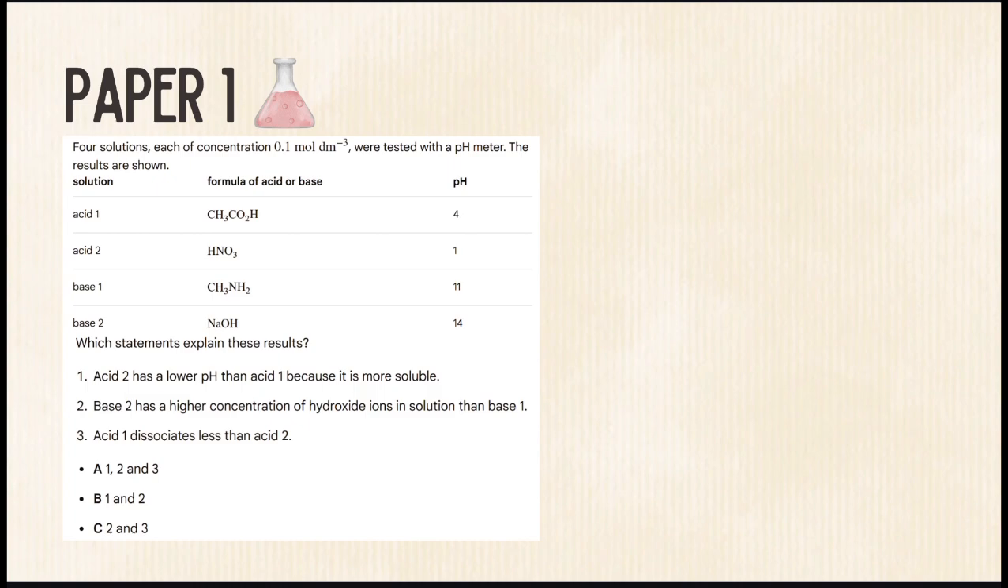Moving on, we need to find the correct statements explaining these four pH values. Statement 1 is incorrect because nitric acid has a lower pH due to being a strong acid, not because of its solubility. Statement 2 is correct because sodium hydroxide has a higher pH of 14, meaning it dissociates completely to release more hydroxide ions. Statement 3 is also correct because ethanoic acid is a weak acid that dissociates less than nitric acid. Since statements 2 and 3 are correct, option C is our final answer.